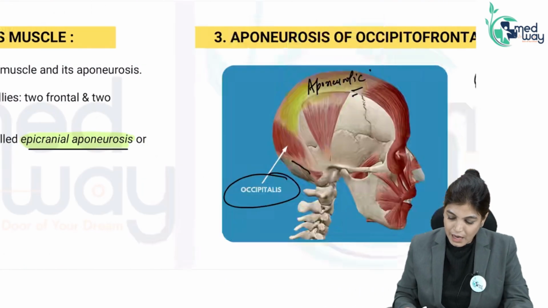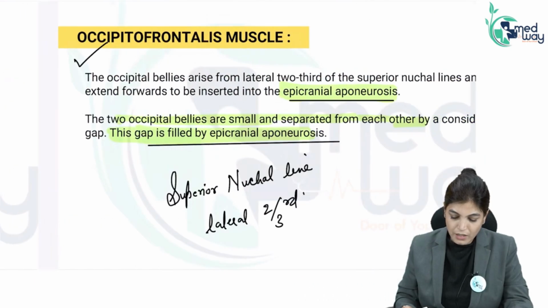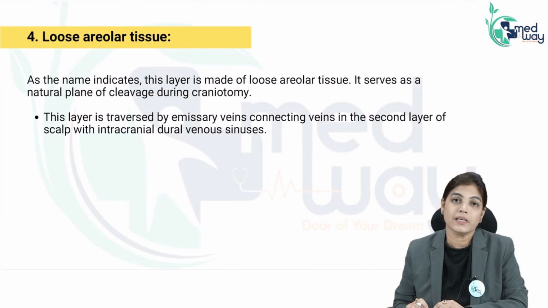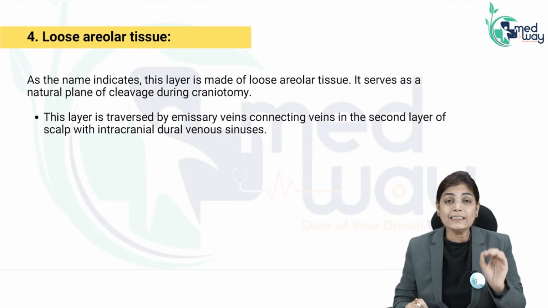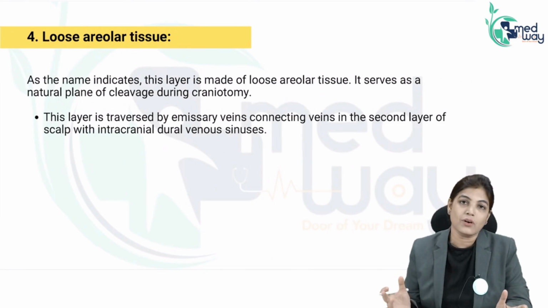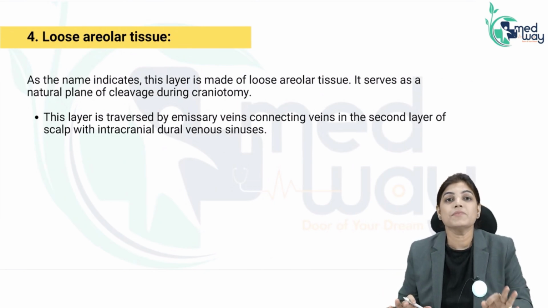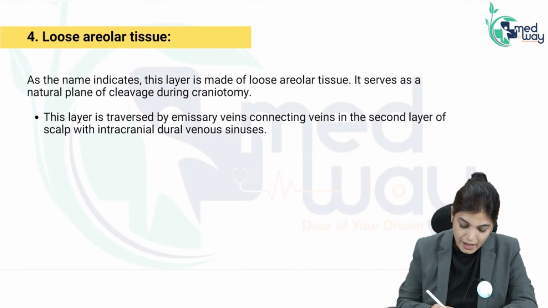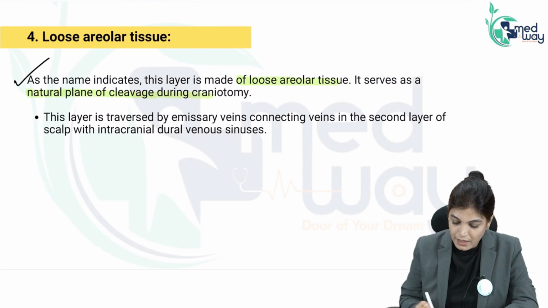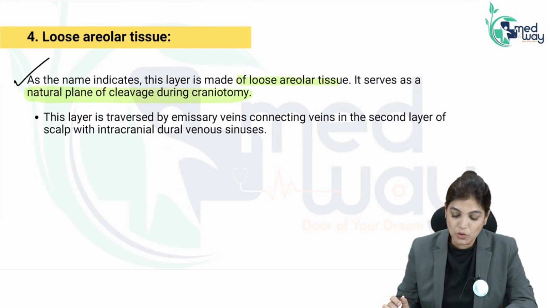So, done with this. Now, let's talk about the fourth layer. The fourth layer is the loose areolar tissue or loose connective tissue layer, and it is known as the dangerous layer of the scalp. The reason it is called the dangerous layer of the scalp is that emissary veins traverse through it. As the name suggests, it consists of loose areolar tissue, and it is also used as a natural plane of cleavage during craniotomy operations.